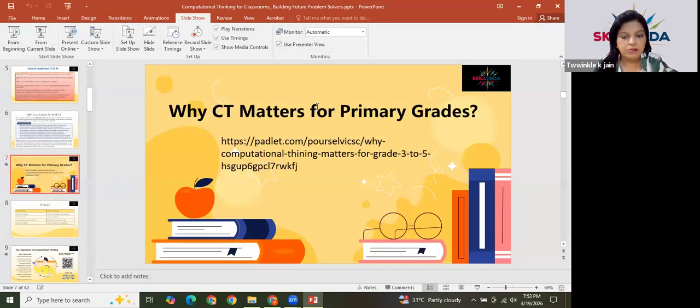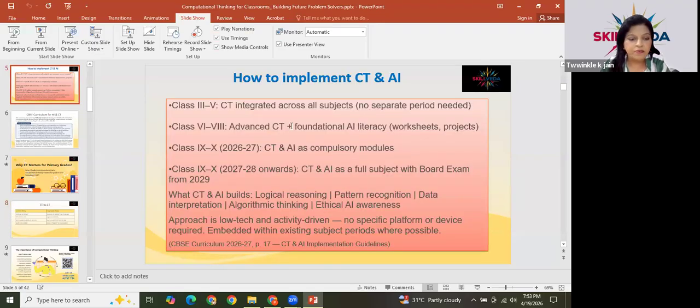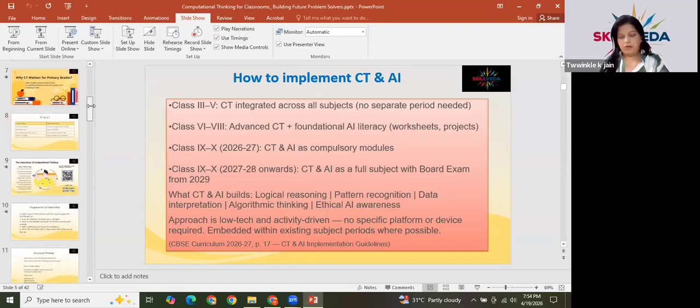I think that's enough from the CBSE portal. I've shown you everything. Now there are a few questions in the chat box. Yes, ma'am. Is teaching CT and AI mandatory from the year 26 to 27? Of course, not 26, 27, 27. But from this year, yes, ma'am. I'll tell you which is mandatory. You can see here. Now, this year onwards, from 6th to 8th, it has to be implemented.